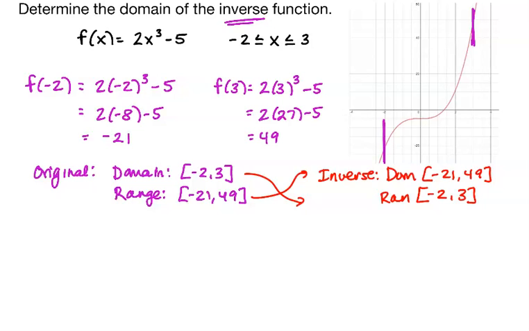So without graphing the inverse function, without finding the formula for the inverse function, if we know the domain and the range for the original function, we know, because an inverse is related by switching every ordered pair, every x, y point on our function, that we can just switch our domain and range to find the domain and range for our inverse function. So the domain of the inverse function is going to be the interval from -21 to 49. Those values came from the range of our original function.